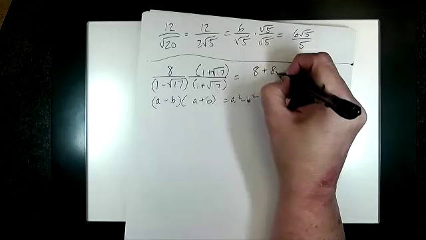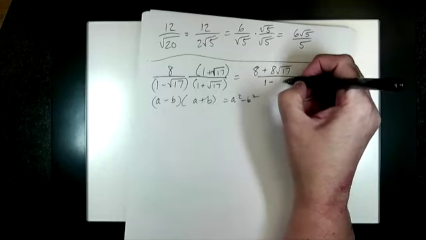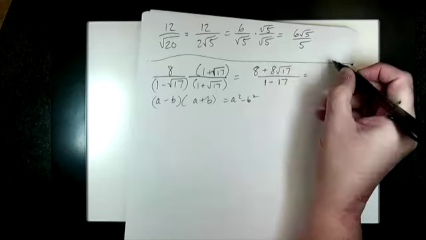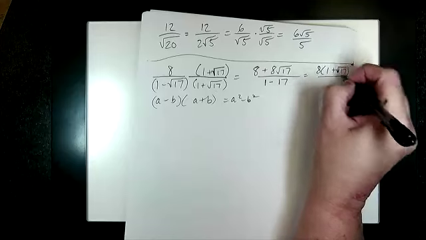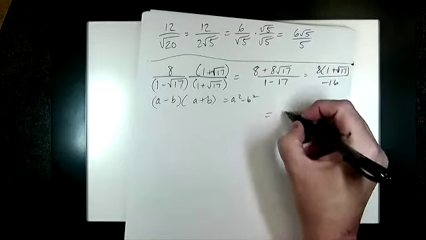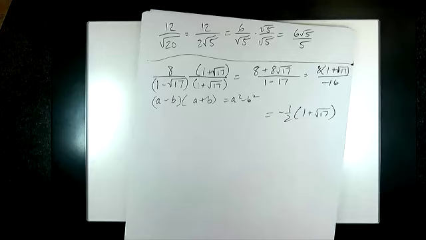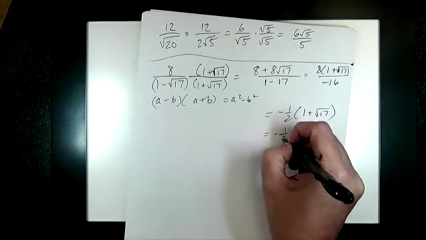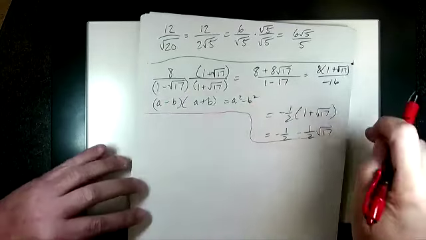So we got 8 plus 8 root 17 over 1 minus 17. Maybe I should have left that 8 factored out, right? This is negative 16. So we've got negative 1/2 times 1 plus the square root of 17, or negative 1/2 minus 1/2 root 17. I don't like it. You wrote it as.